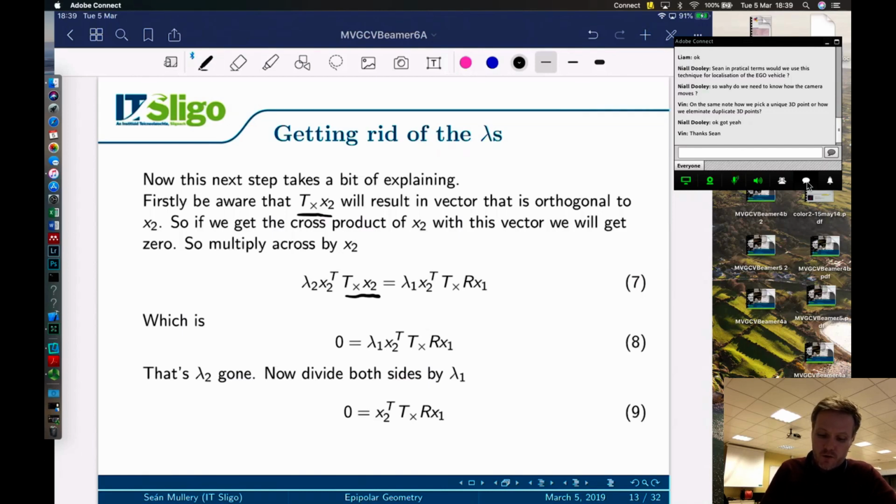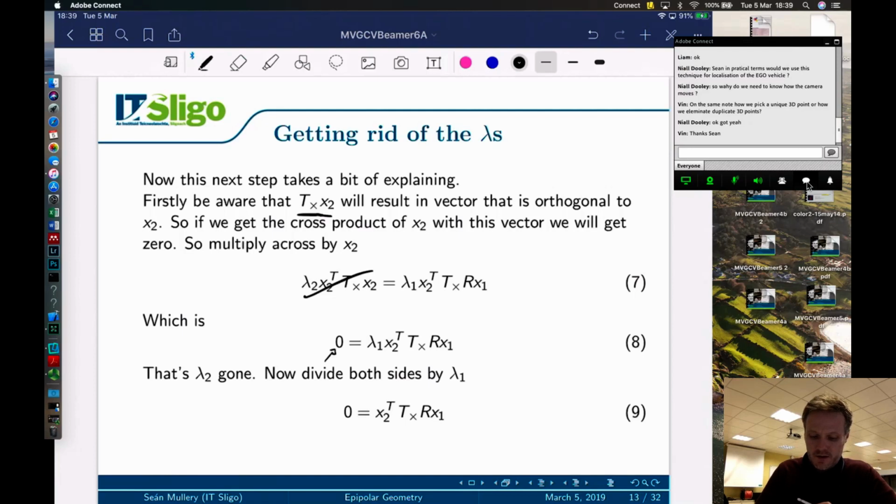So what we'll do is we'll multiply across by x2. I've multiplied on that side by x2 and on this side by x2, and what that means is that all of this goes to 0, because we've got something in there that's a cross product with x2. If I multiply that with x2 again, I'm basically getting x2 with something that's orthogonal to it. So that's all going to go to 0, which is what we have here. Now that's gotten rid of lambda 2.